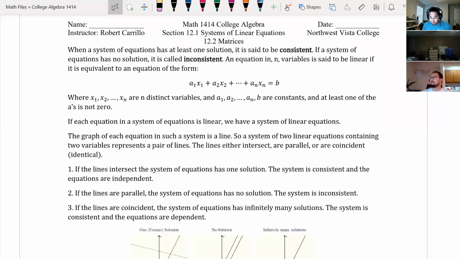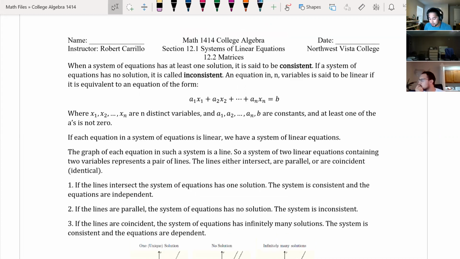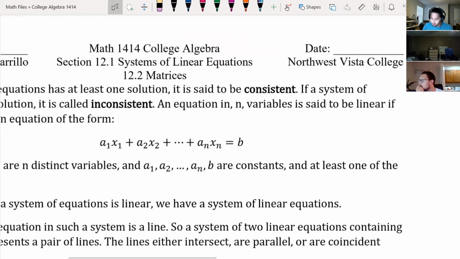All right. So we start with 12.1 today, systems of linear equations. When a system of equations has at least one solution, it is said to be consistent. If a system of equations has no solution, it is called inconsistent. An equation in n variables is said to be linear if it is equivalent to an equation of this form. So a system of equations has linear variables, and remember, linear means to the power of 1.